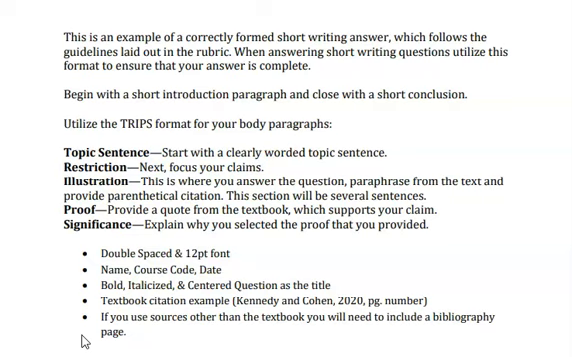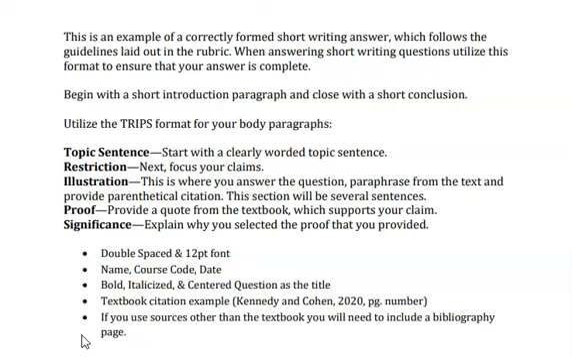If you decide to use sources other than the textbook to answer your essay question, you are going to need to include a bibliography, and you're going to use that parenthetical citation method with the author's name, the publication date, and the page number. And then you're going to have a bibliography page and an entry for each of the sources that you used. That is only if you choose to use outside sources. You may just answer your essay using textbook sources.